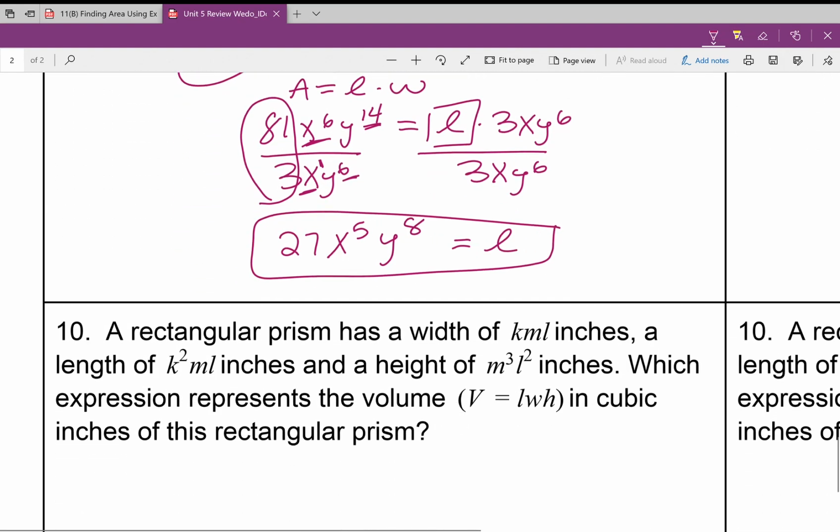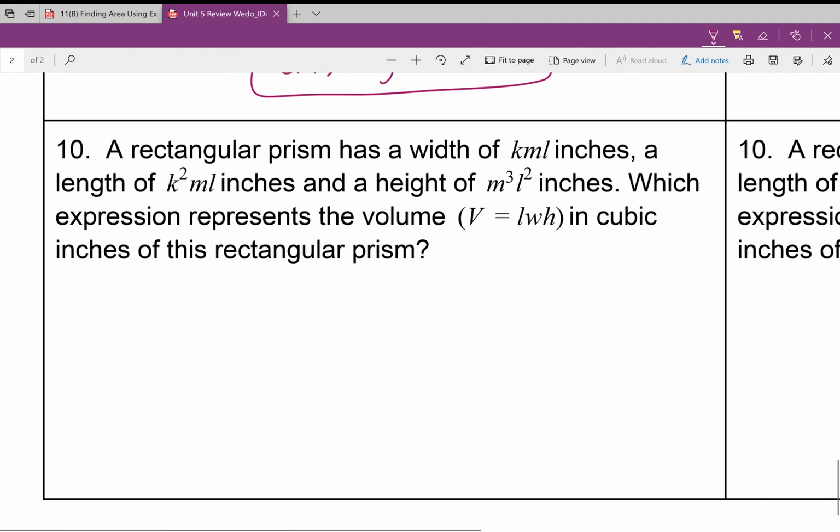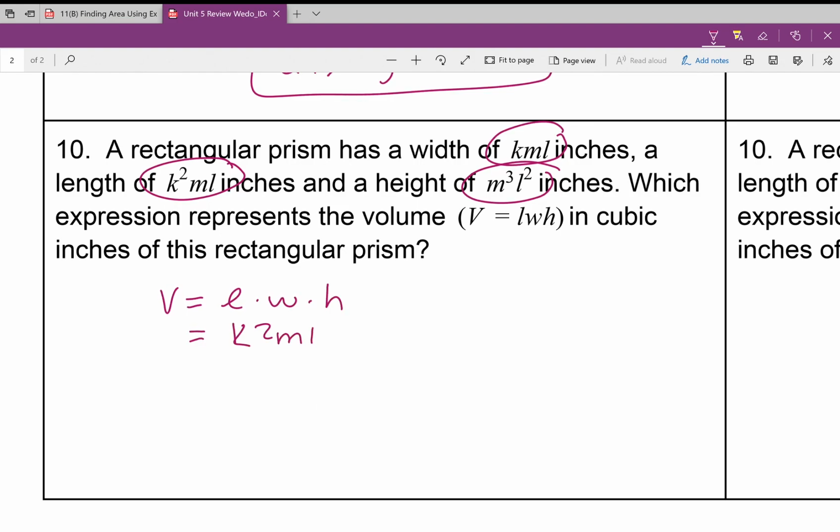Okay, last problem. It says a rectangular prism has a width, a length and a height of this, and it wants us to find the volume. So volume is equal to length times width times height. Our length is k squared ml. Our width is kml. And our height is m to the 3 l squared. So it's just a multiplication problem, so I'm just going to add all the exponents.